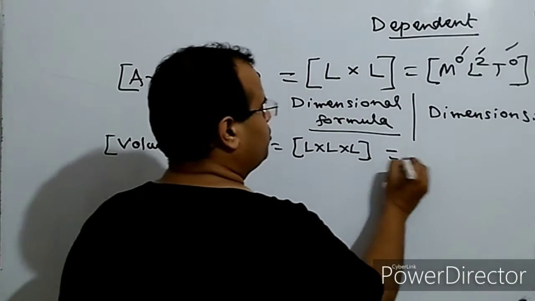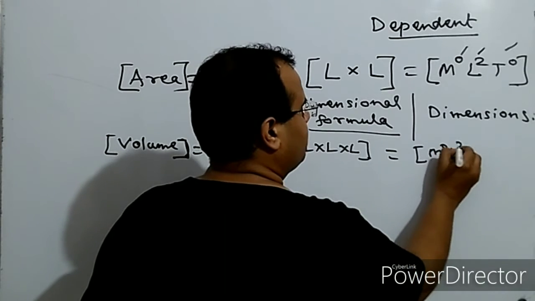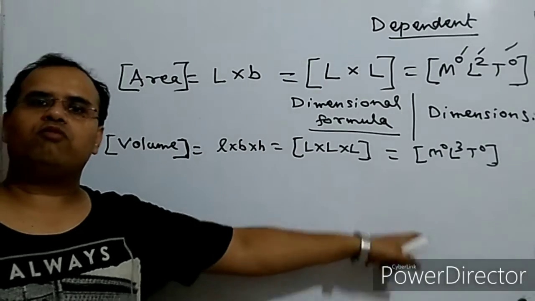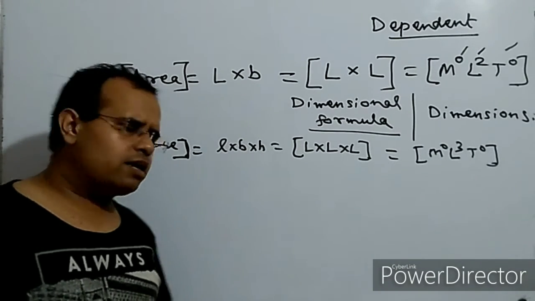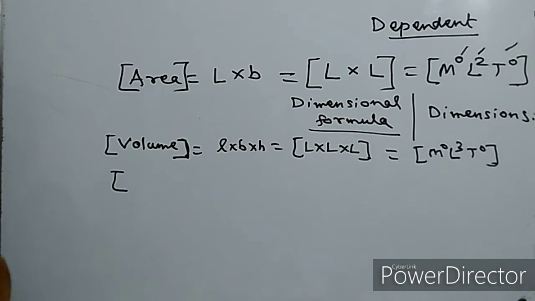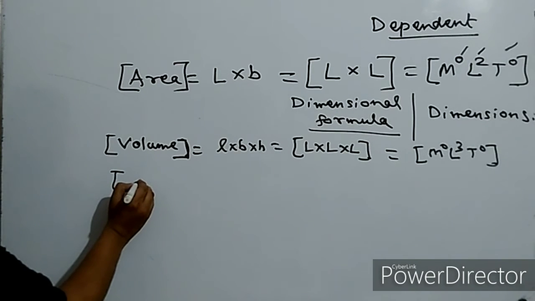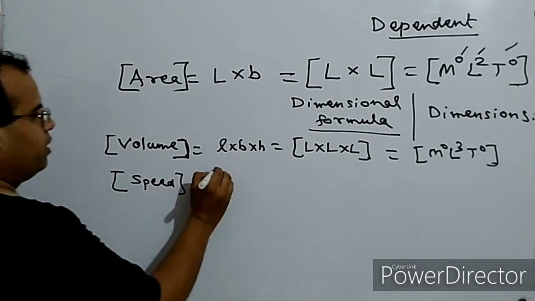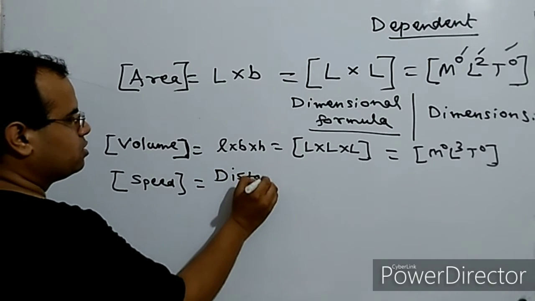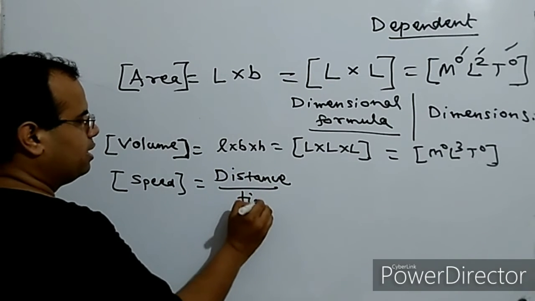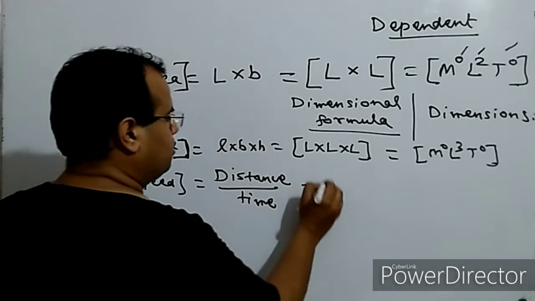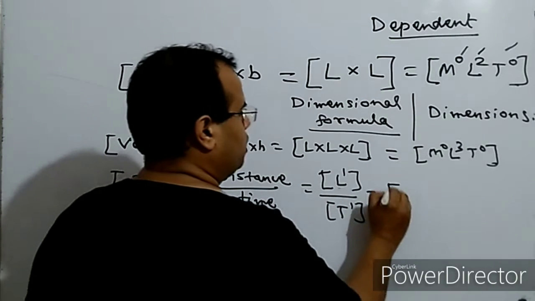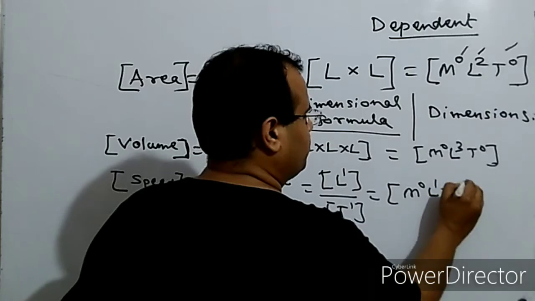So that gives you L to the power 3, which can be written as M0 L3 T to the power 0. So this is the dimensional formula of volume. Many such quantities are dependent physical quantities. Let us take speed. The formula of speed is distance upon time. Now what is distance? Length of the actual path. So this is nothing but L1 and time is T1. So this gives you M0 L1 T to the power minus 1.